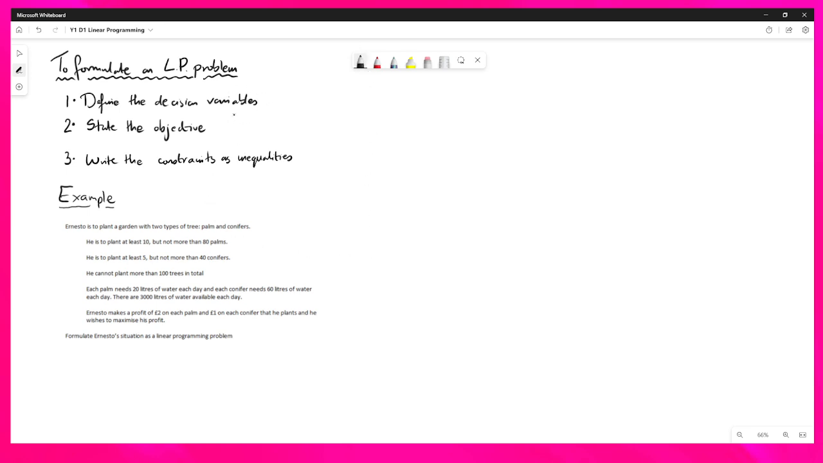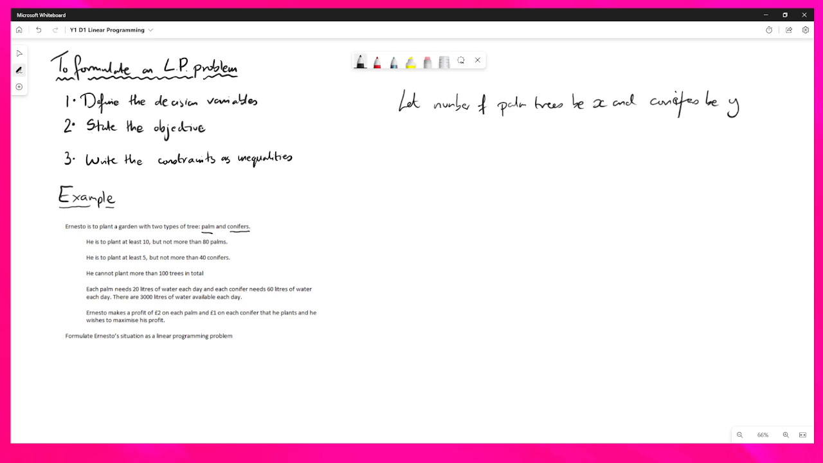Now we need to define the decision variables, and we can see Ernesto is to plant a garden with 2 types of tree, palm trees and conifers. These are the decision variables. So we can say something along the lines of, let the number of palm trees be X and conifers be Y. Okay, we have defined the decision variables. It's clear what is X and what is Y.